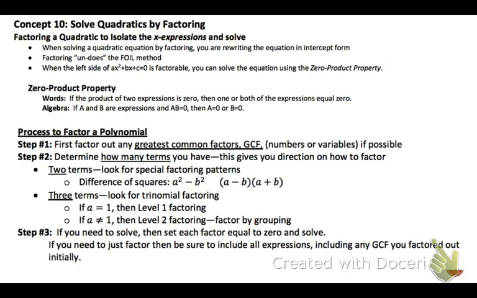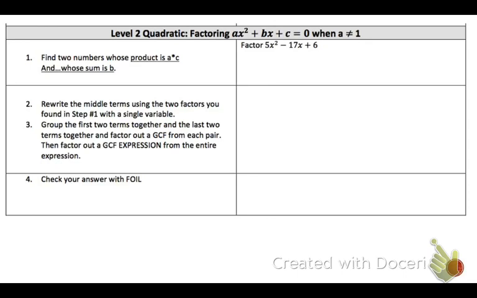Level 2 is when our a value is not 1. We're going to continue then, step 3, if you need to solve, we set each of our factors equal to 0 using the zero product property and then solve. All right, so get to this graphic, and this is level 2 quadratic factoring, ax squared plus bx plus c equals 0, but this is when your a value is not 1, and so we're just going to have to do a couple extra steps to account for that a value. This method is called factoring by grouping.